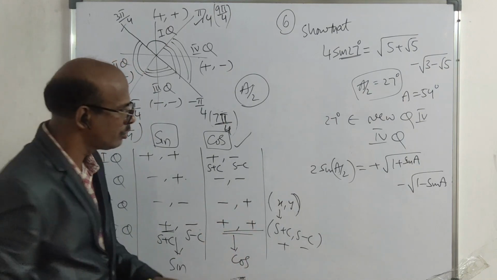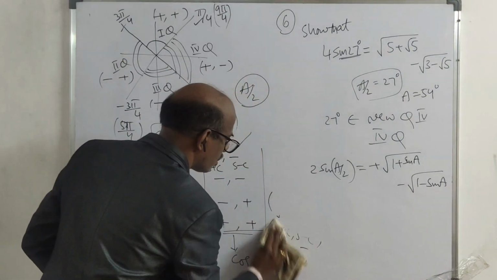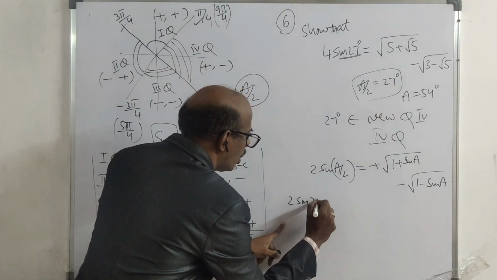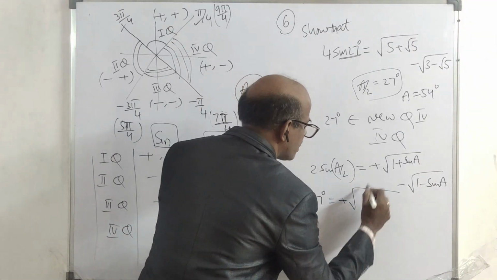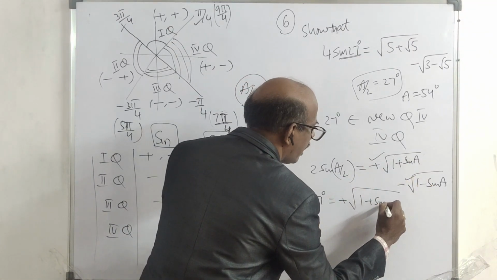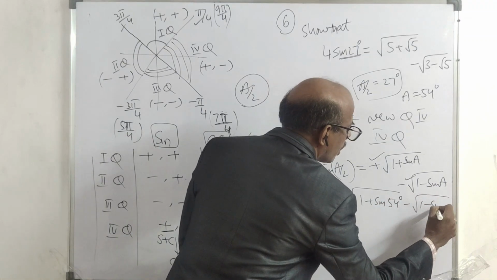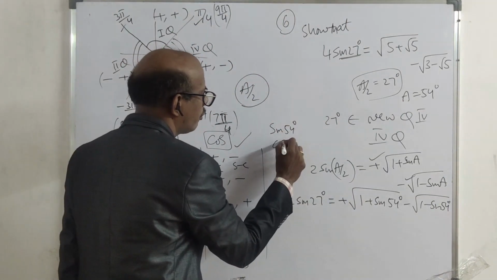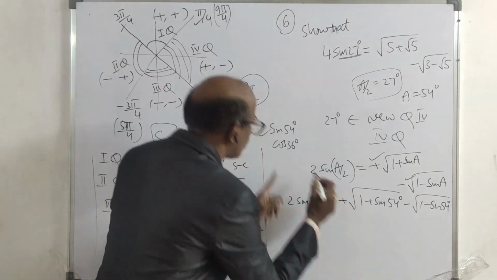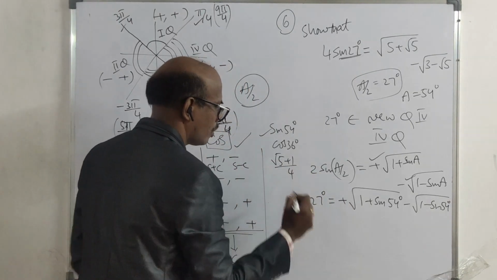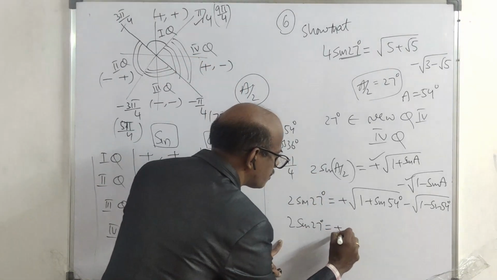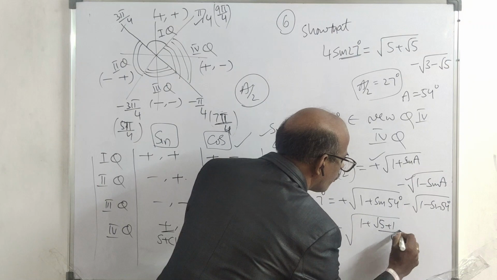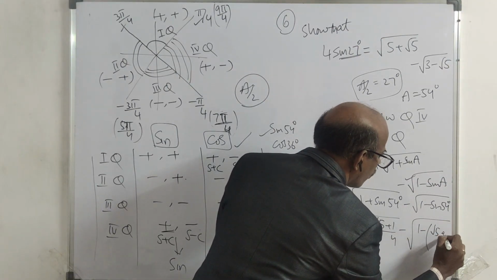Now immediately substitute here. A by 2 is 27. Therefore, 2 sine 27 equals, symbols play a very important role, root of 1 minus sine 54. Sine 54, you know very well from derived angles, is cos 36. Cos 36 is known: root 5 plus 1 by 4. So 2 sine 27 degrees equals root of 1 minus sine 54, as cos 36, as root 5 plus 1 by 4.